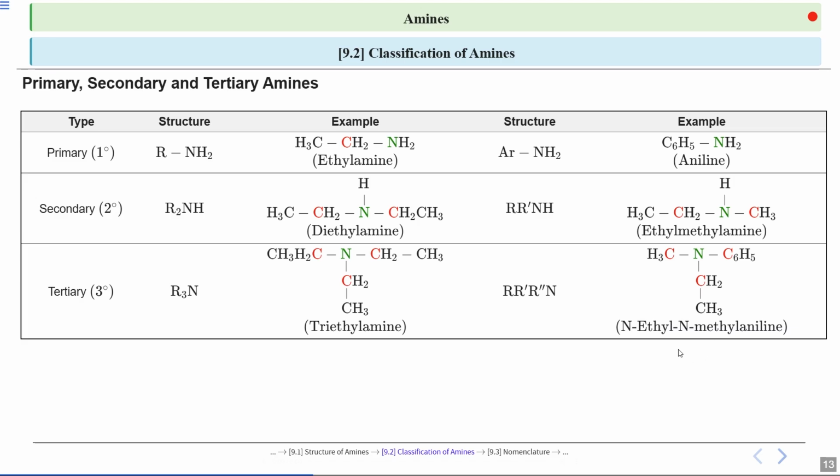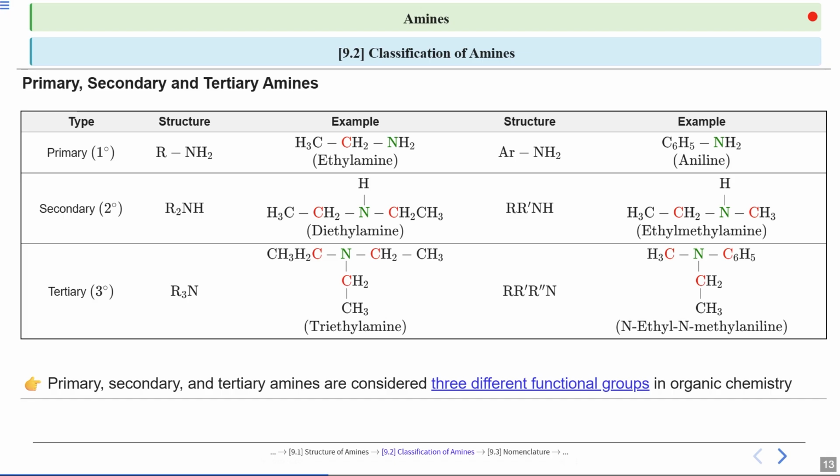Okay, we will discuss the nomenclature in upcoming slides. Right now, you have to focus on what are primary, secondary, and tertiary amines. Okay, so I hope by now the classification is clear. Now, it is important to realize that primary, secondary, and tertiary amines are actually considered three different functional groups in organic chemistry. Okay, that means each of them has unique properties and they react differently in chemical reactions.